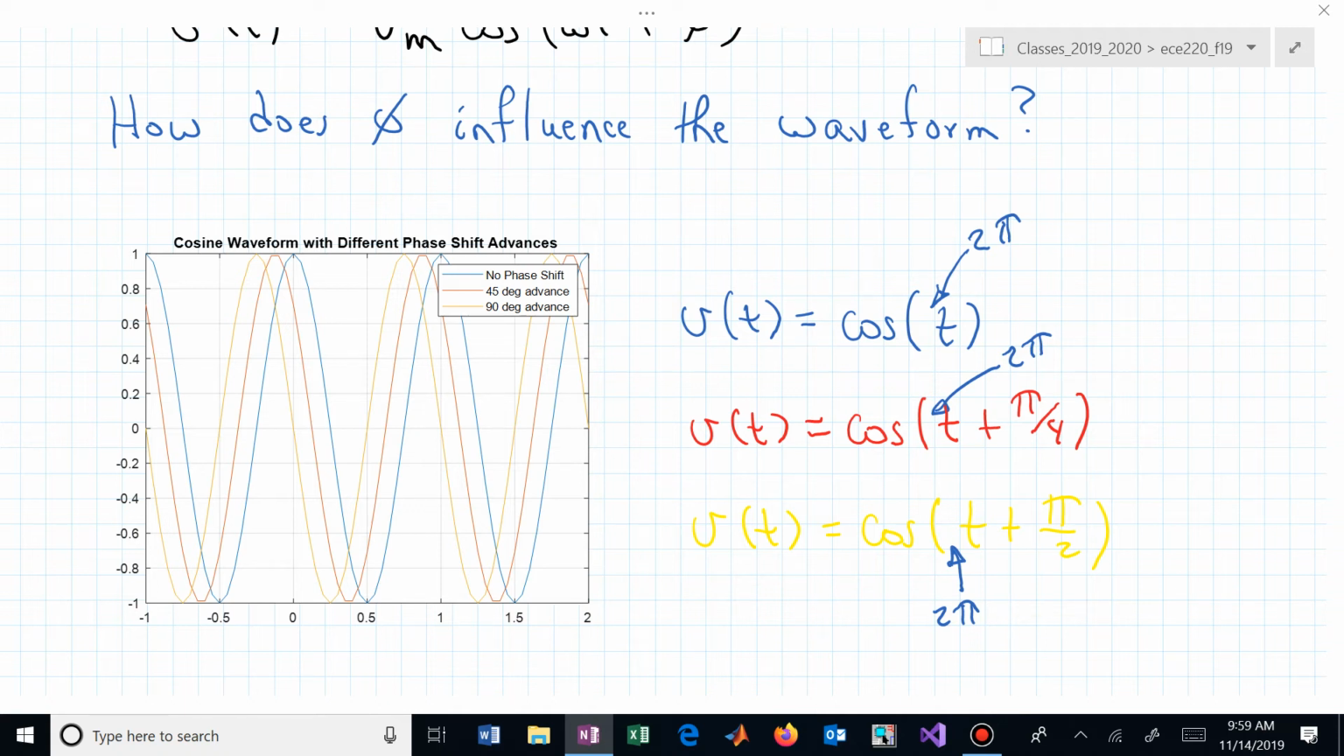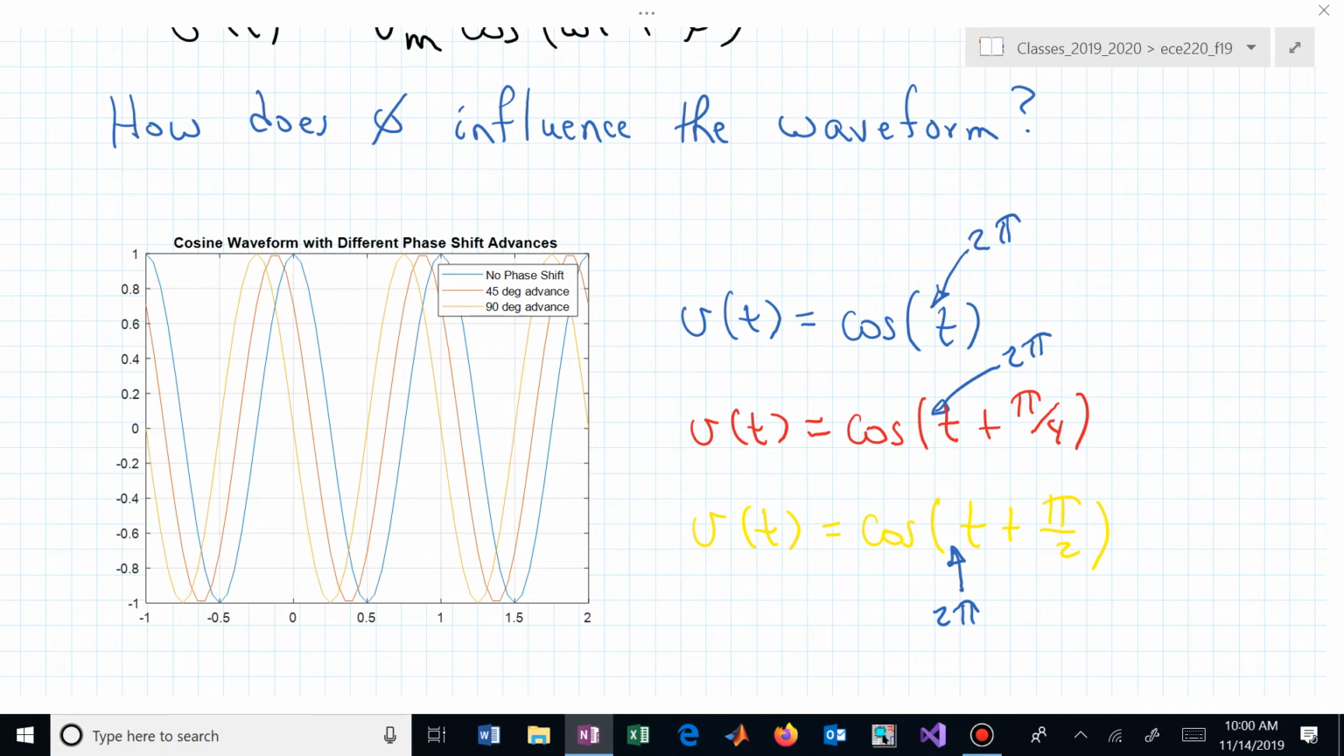But in this diagram, I actually advanced the red curve by 45 degrees, and I advanced the gold, or the yellow, curve by 90 degrees, or pi over 2. And do you see how they've now shifted to the left? Their peak is occurring ahead of, or advanced from, the blue. These are now 2 pi t plus pi over 4, or 2 pi t plus 90 degrees.